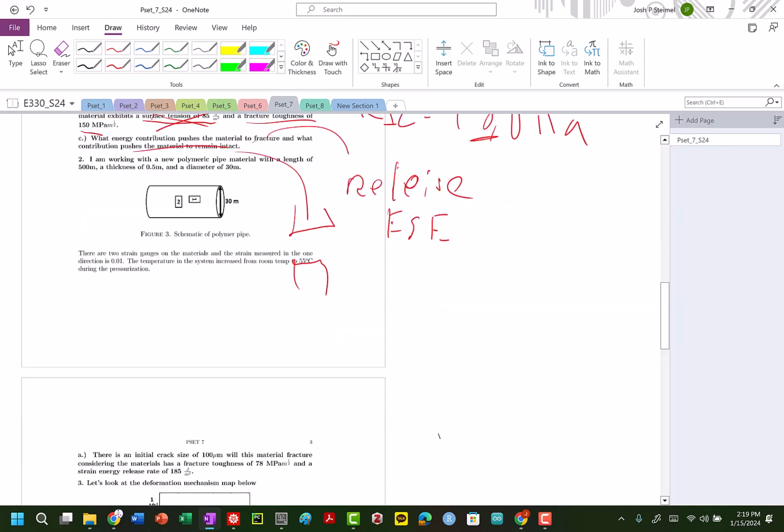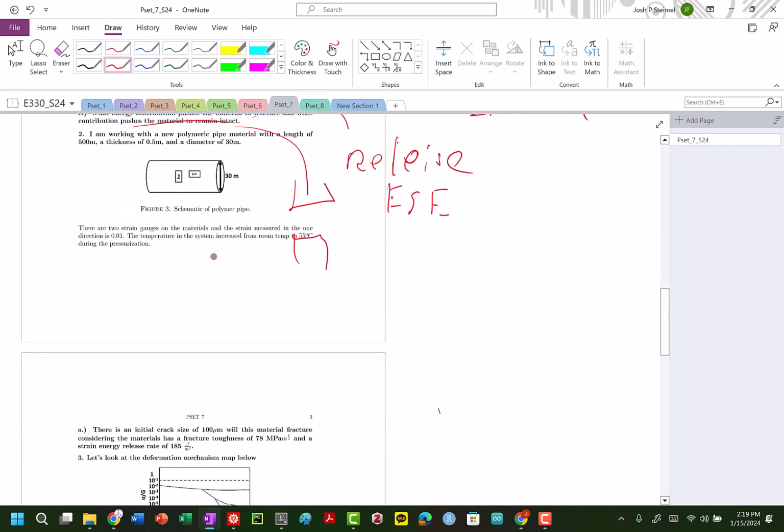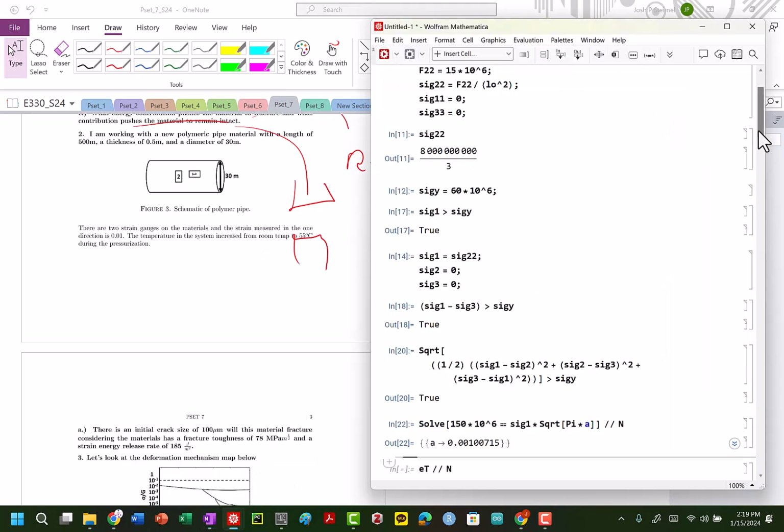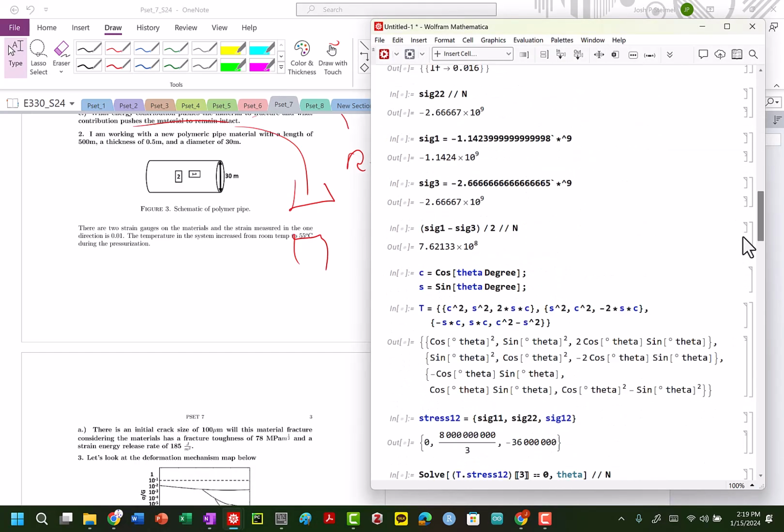All right, working with a polymeric material pipe, 2 strain gauges, et cetera. So again, let's figure out, we could even pull up our previous video, but again, it's fun to do things. I wonder if I have that here.